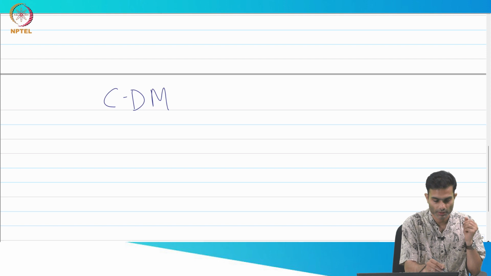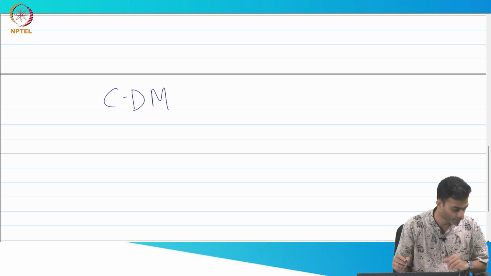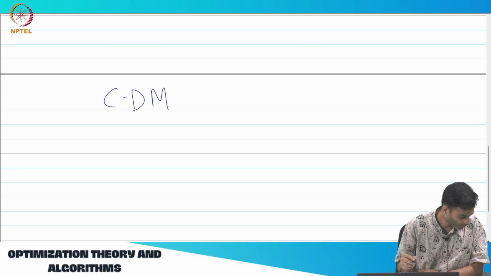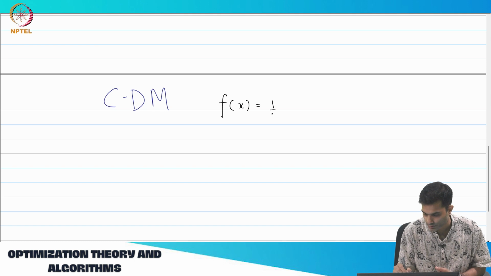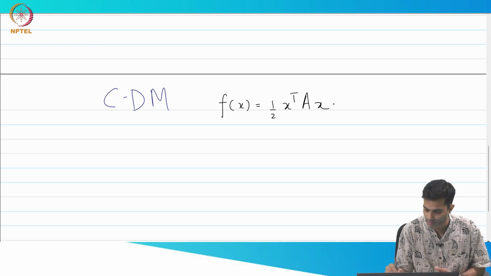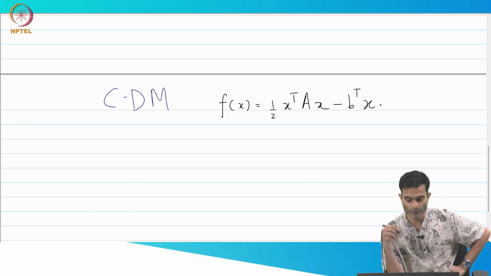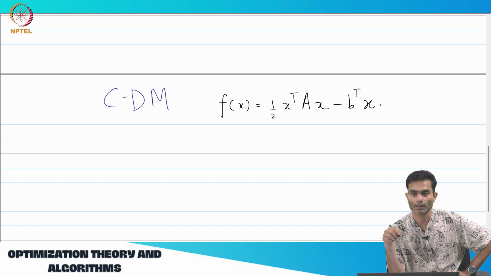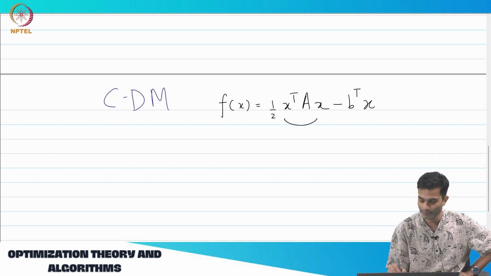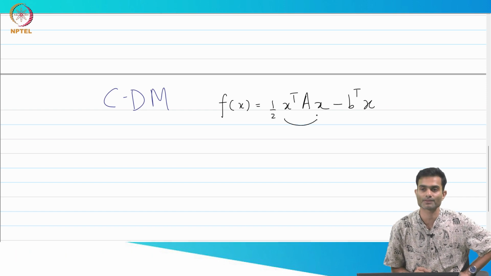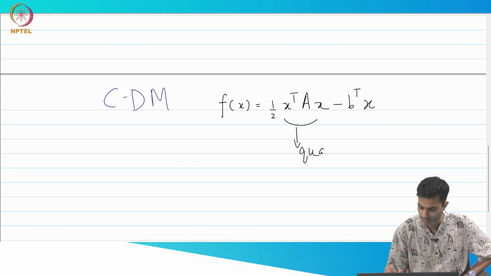We are doing CDM, the conjugate direction method, first, then we'll get to the conjugate gradient method. So the cost function which I had was half of x transpose Ax minus b transpose x. If I want to visualize this cost function, of course there is the b transpose x, which is simply a linear part. Let's have a look at the more interesting part, which is x transpose Ax, the quadratic part, right?